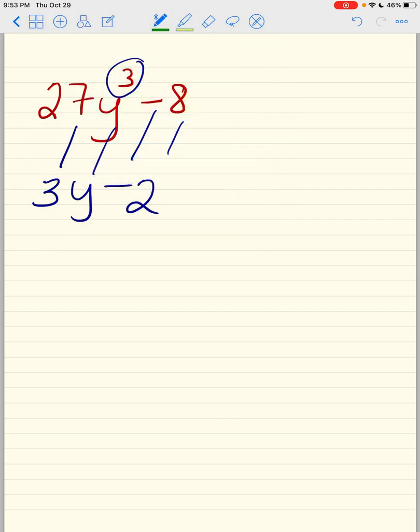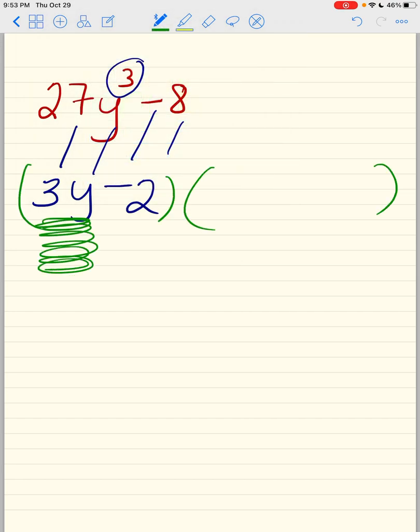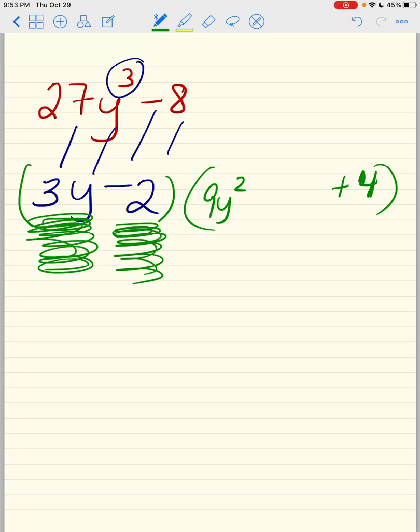Now what we're going to do is take this and square it. 3 squared is 9. Y squared is y squared, and that goes in the beginning. Take this and square it. Negative 2 squared is a positive 4. It's always going to be a positive at the end, okay? And we're going to put that at the end. So the beginning goes in the beginning, the end goes in the end.